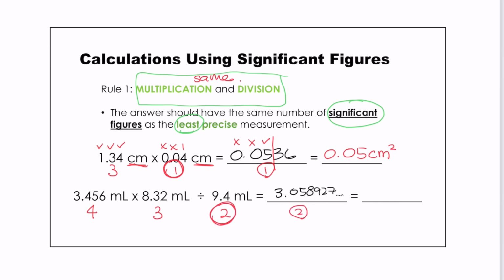So this answer is going to be 1, 2, and I'll cut it off at the 0. But the 5 is going to round the 0 up to 3.1. And then my unit will be milliliters times milliliters divided by milliliters, which means milliliters cancel milliliters, and I'm left with just a singular milliliter as my unit.